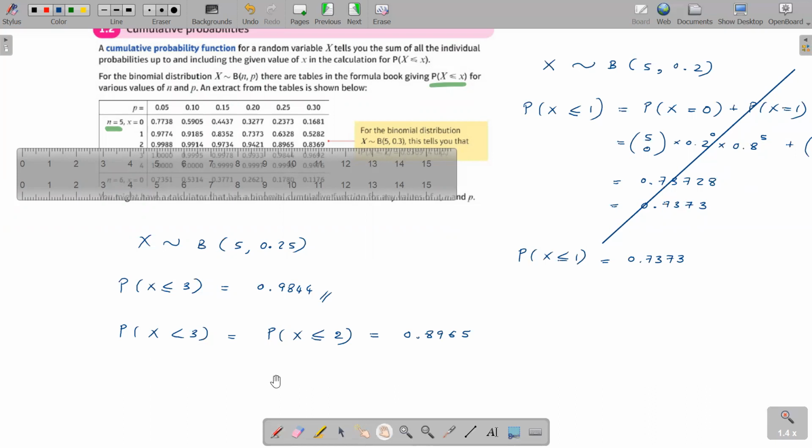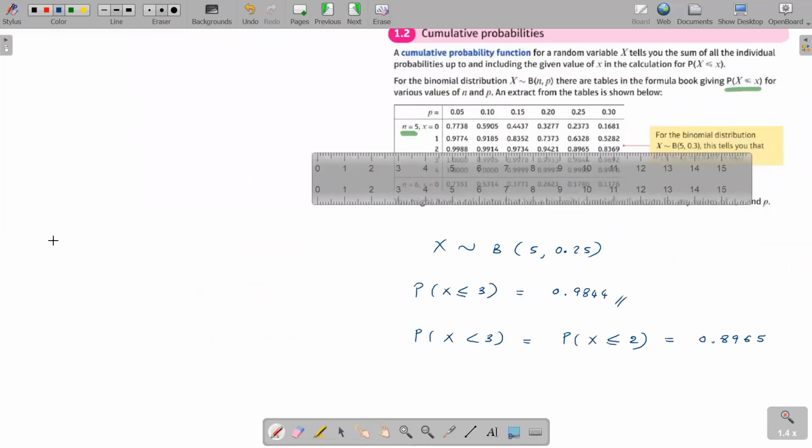So I'll change the variable. Let me change to a different variable. So let's say y. Y follows a binomial distribution. N is 5. I'm just going with n equal 5 because that's the part of the table that I have. And let's say the probability of success is 0.3. I want you to find the probability that y is less than 2. Get me the answer. How do you find the probability y is less than 2?